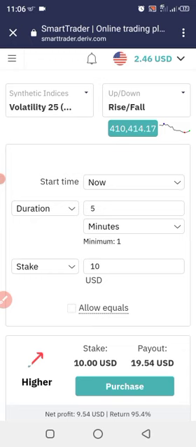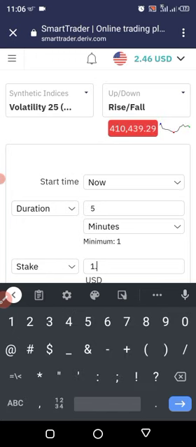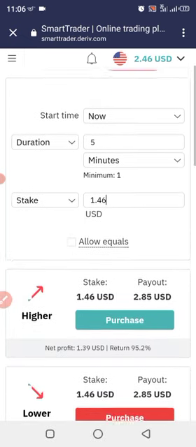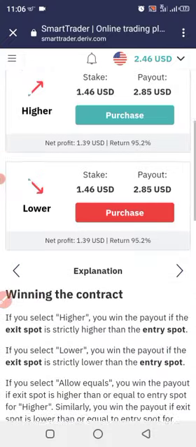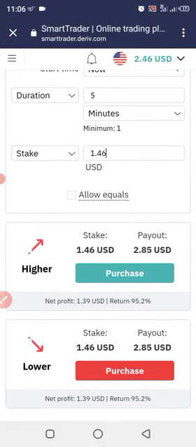Now I'm going to take a trade of 1.46. The equity I have there is $2.46. I'm going to take a trade of 1.46, and my total take home will be 2.85. Now you're going to allow equals, in case the market retraces back to your starting point, you're still going to make some money.